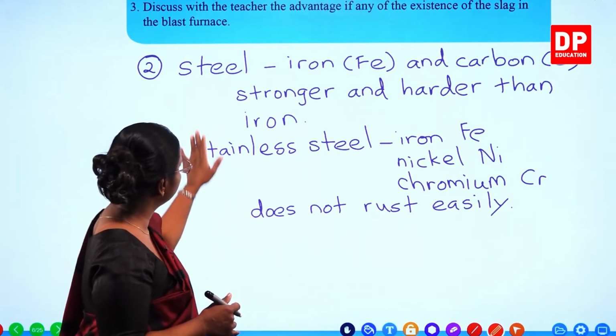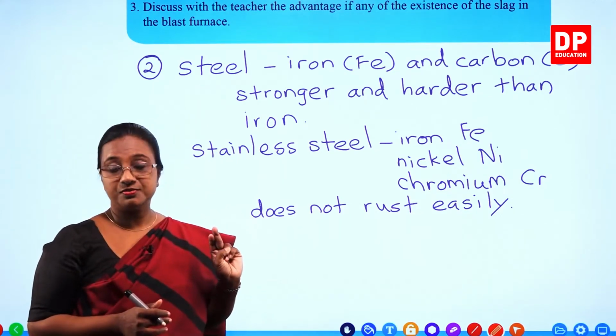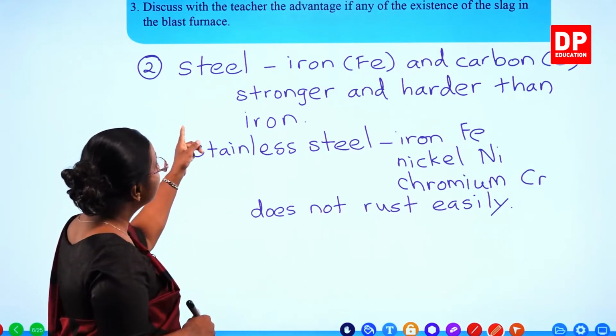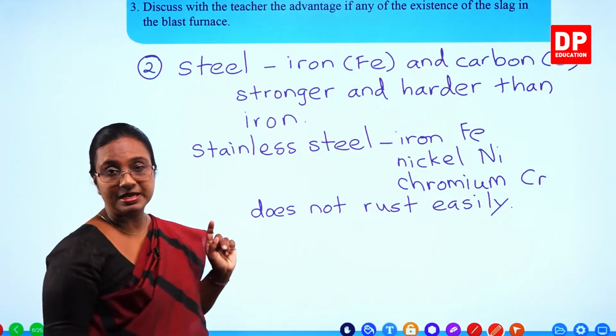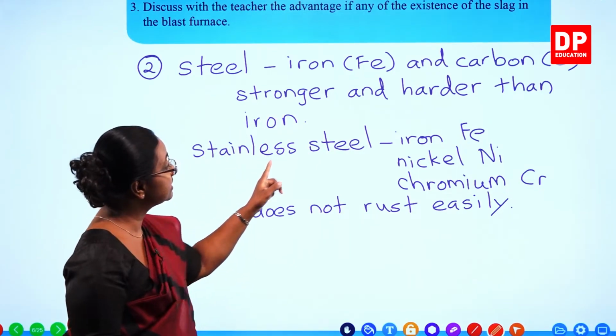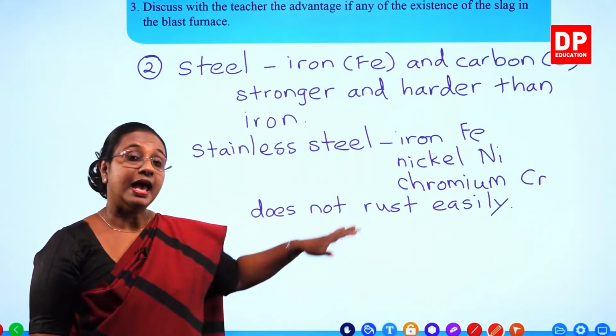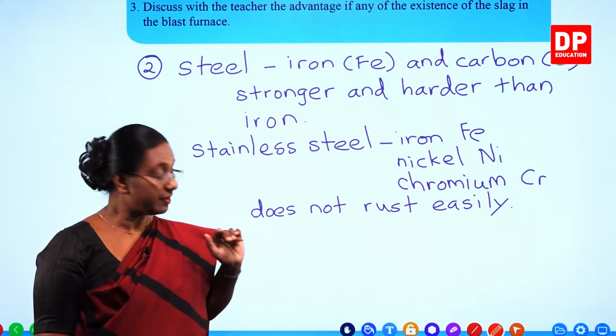So I have introduced only just 2 types of steel. Those are alloys of iron. So the normal steel has iron and carbon in it. And stainless steel has iron, then nickel and chromium in it. And there are many other types of steel.